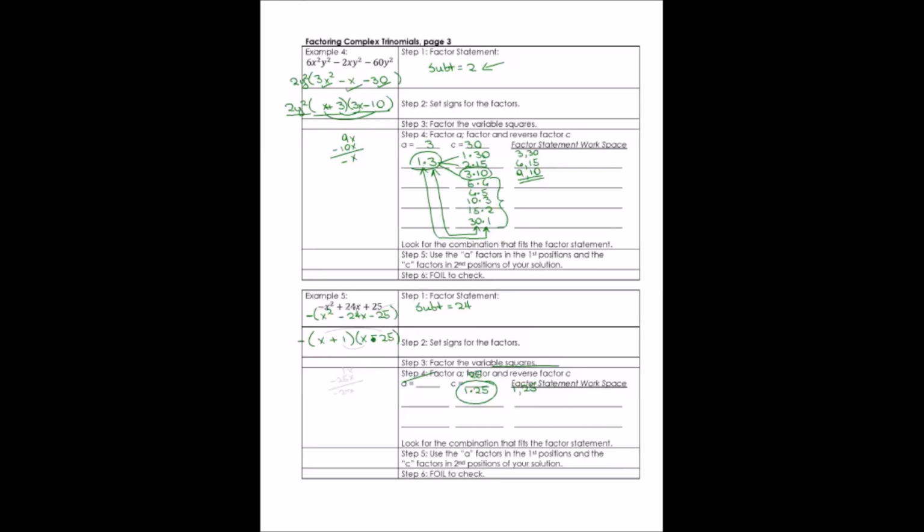And then I need to FOIL it. x times x gives me x squared. 1 times negative 25, negative 25. Inside, positive 1x. Outside, negative 25x. When I combine them, I have a negative 24x, and that is the term I needed. So don't forget, your third factor here is a negative, or a negative 1, times x plus 1, times x minus 25.